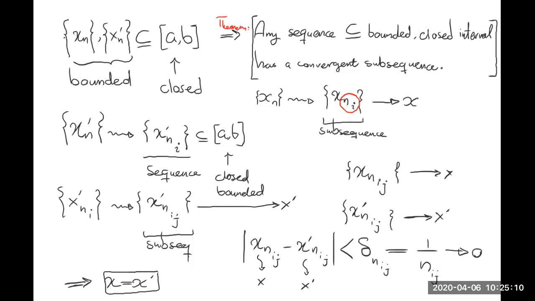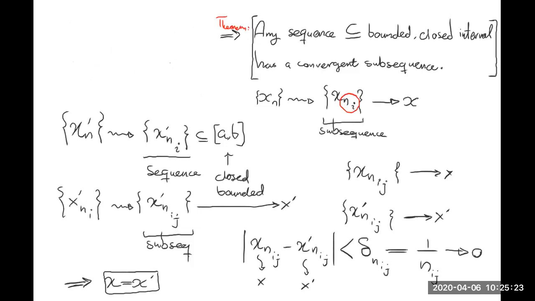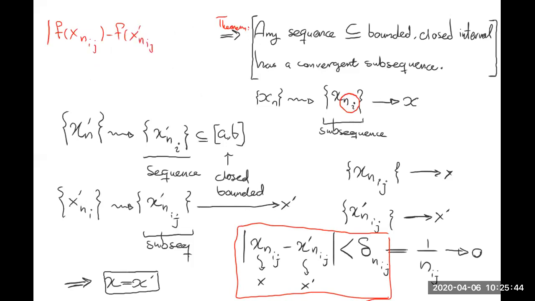But remember what we said, we are going to prove by contradiction, right? We assumed f is not uniformly continuous. Remember what was the negate of that statement? What we had was this. I'm going to write it here. The negate was this: although the points are closer than delta, the absolute value of f of x_{n_{i_j}} minus f of x'_{n_{i_j}} is greater or equal than epsilon.